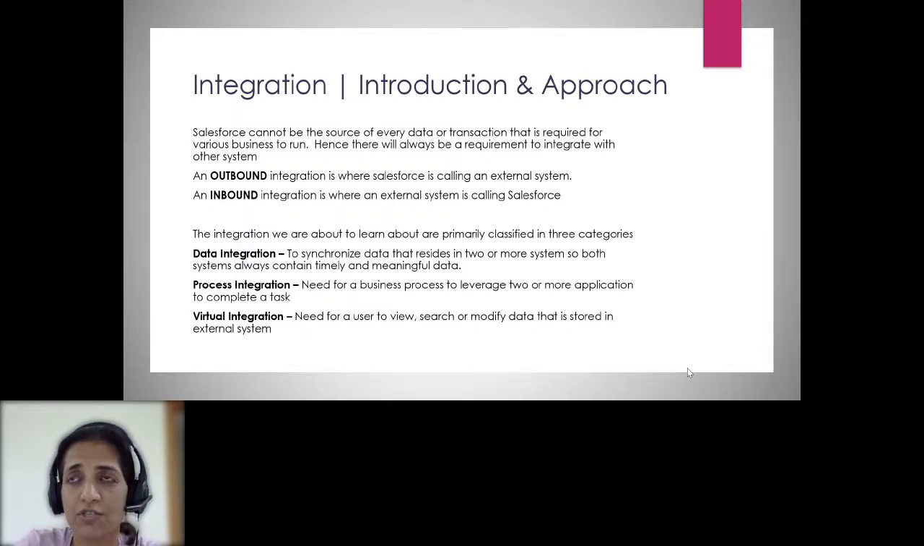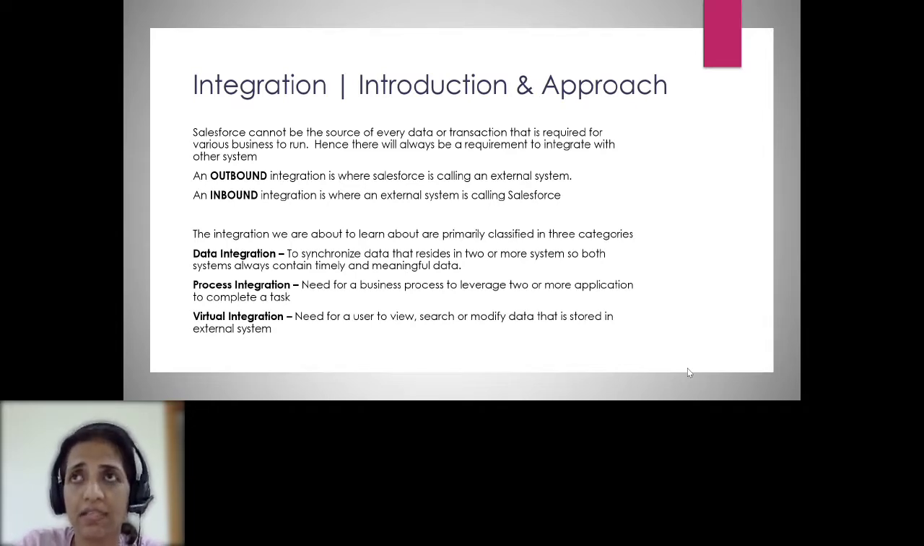Now that's virtualization, where you don't want to bring the information from the fulfillment system onto your platform, but you want to still show the status of the order to your user from the fulfillment system, and that becomes your virtualization, where you are not storing that information on your platform, but you're virtualizing or showing that status from some other system.